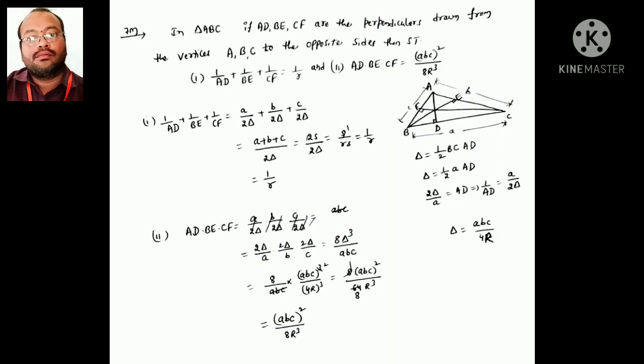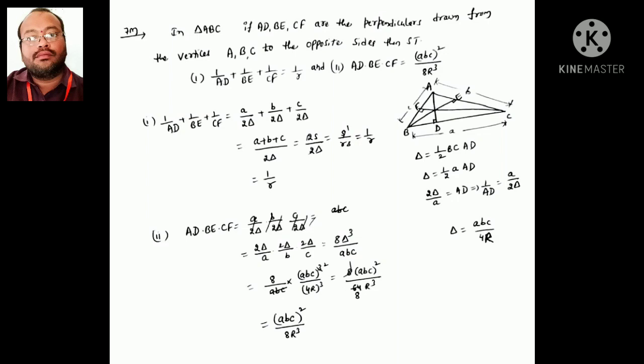In the same manner, 1 by BE will be small b by 2 delta, and 1 by CF will be small c by 2 delta. 1 by 2 delta is common. In the numerator, a plus b plus c, and a plus b plus c will be 2S. So finally we can get delta is equal to rS now. The S's cancel, giving 1 by r. So this is the answer for the first one.